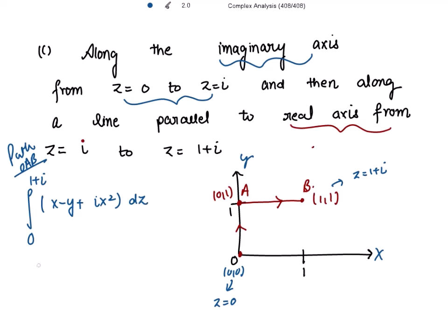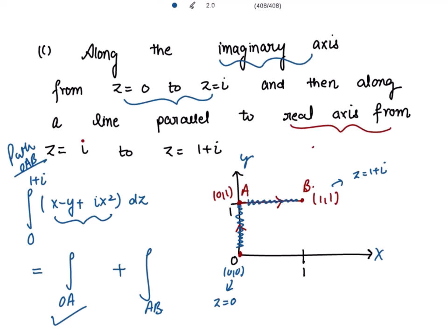We have to split this path into two. First we have to evaluate the integral along the path OA, and then we have to evaluate this along the path AB. Right? Okay. So let me solve first this integral. I'm not writing the integrand, it's okay, the integrand is this only. Along the path OA. So the integration is along the path OA. Integrand is x minus y plus iota x square and dz.